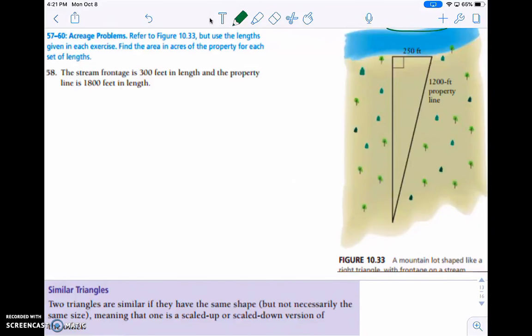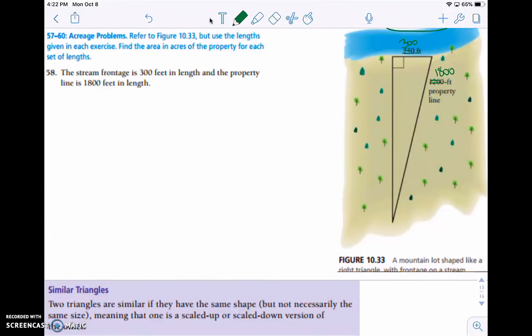So we're looking at this figure right here, 1033. We're not going to be using those numbers 250 and 1200. We're going to be replacing those, but we're going to use them to find the area in acres of the property. In our case, this length right here is actually 300 feet. And for this example, this is going to be 1800 feet.